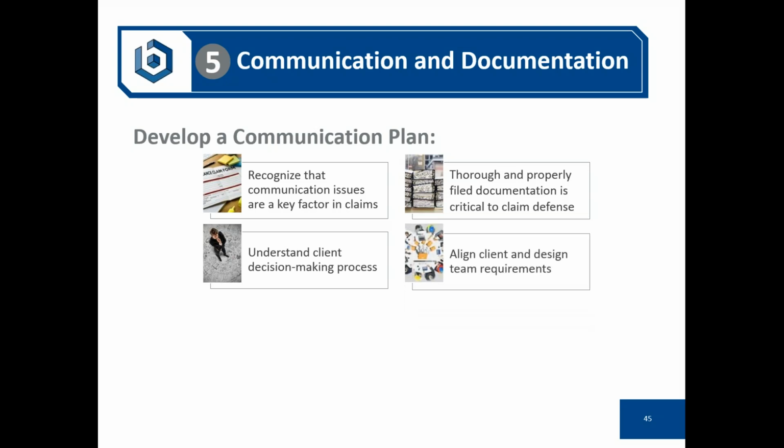You want to align their needs with your own team's requirements. So you're going to have kind of a parallel path as far as the communication plan you're going to have as a design team with your consultants. If you're doing a construction management project, the construction manager is going to be involved pre-construction. You've got to have touch points with them. Thorough communication is going to help the project a lot.